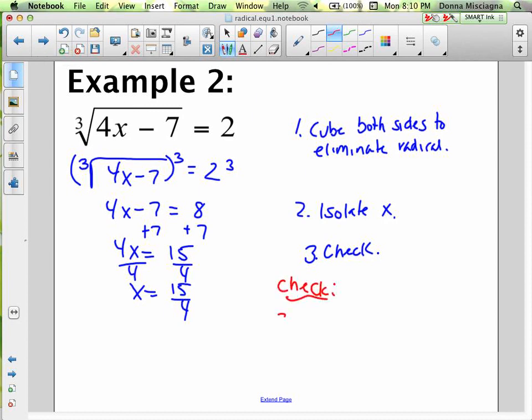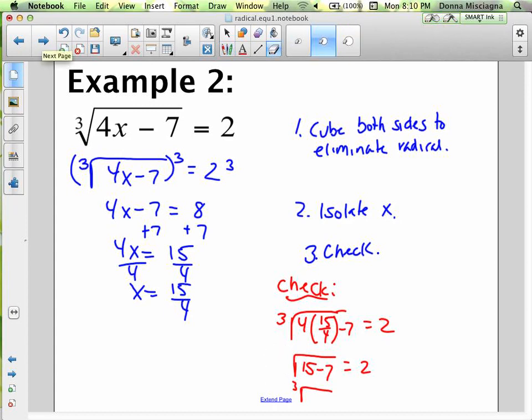All right, so we have the cube root of 4 times 15/4 minus 7 equals 2. Well, 4 times 15/4, that's just going to be 15. So we have the cube root of 15 minus 7 equals 2. All right, so to subtract, my cube root, the index there, is starting to get so big it looks like you're supposed to multiply.